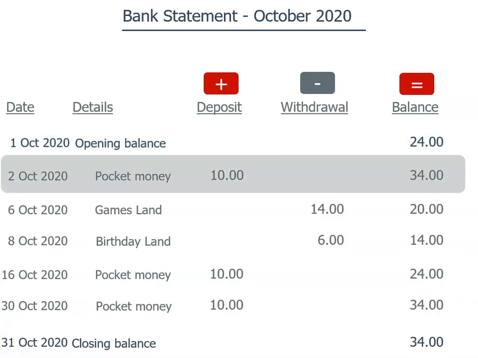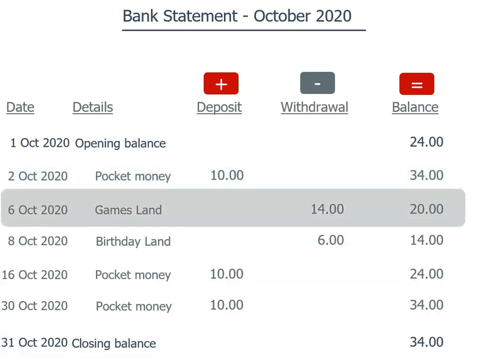On the 2nd of October, you got some pocket money, and it was deposited into the bank. So that means it was added. If we look at how much you had, $24, we have to add $10 for the deposit, and that leaves a new balance of $34.